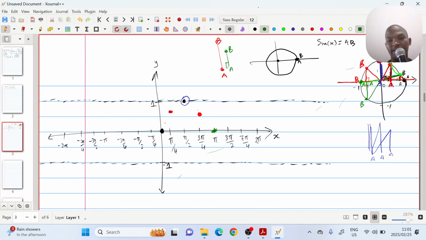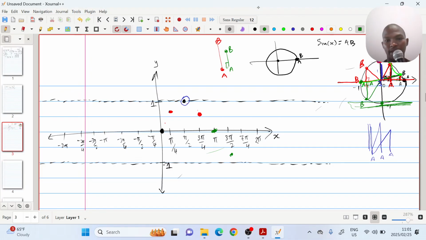Now the question is: is this height above -1 or below -1? Where is -1 here? We have a -1 there. Is it above or below? So at this point here, it is still above. Can you see that? And then if we pick a point somewhere there, our B is here now.